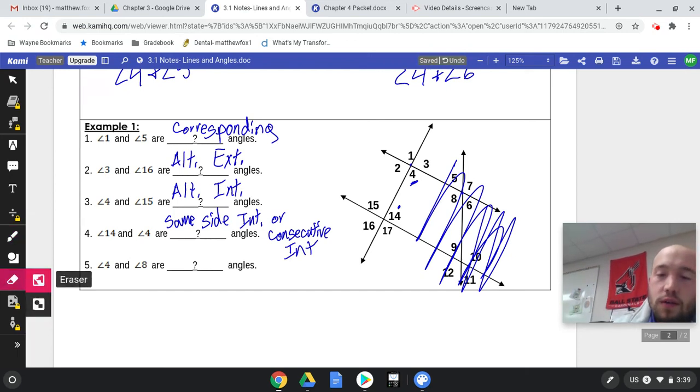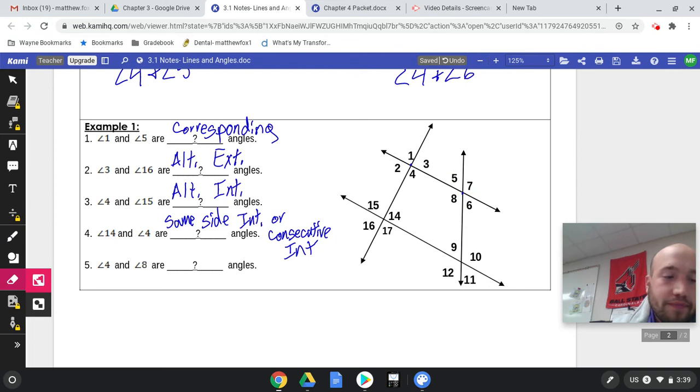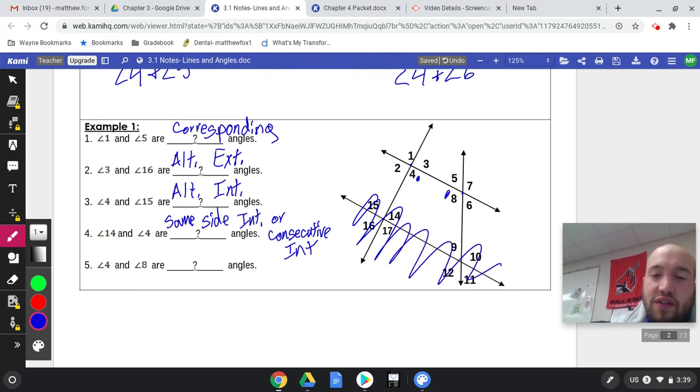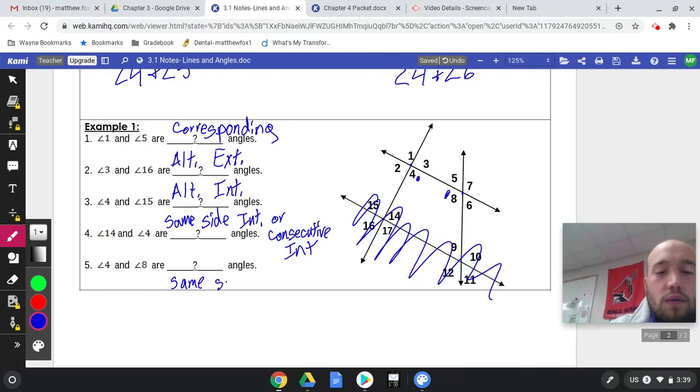And now your final one, angle 4 and angle 8. So angle 4 here, angle 8 there. I don't care about any of this stuff. And hopefully you can see those are also interior and they're on the same side. So once again, either same side interior or, if you prefer, consecutive interior.